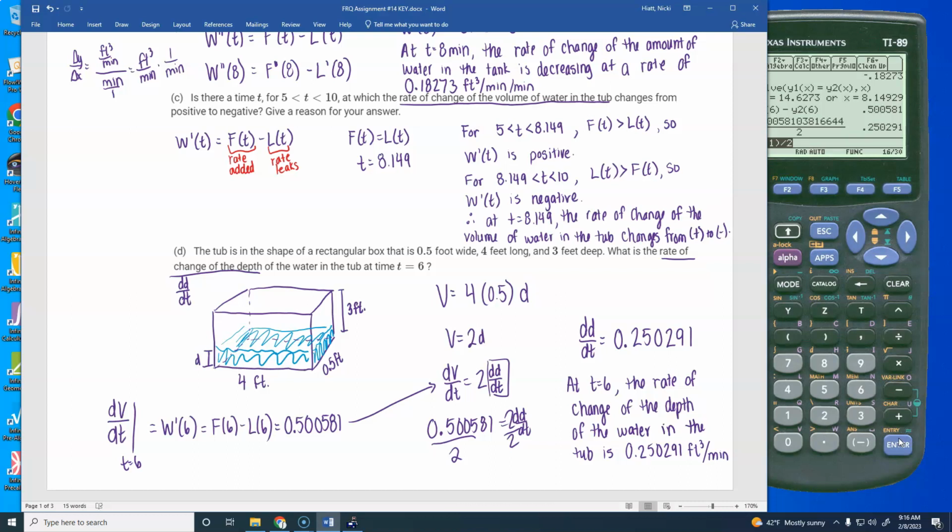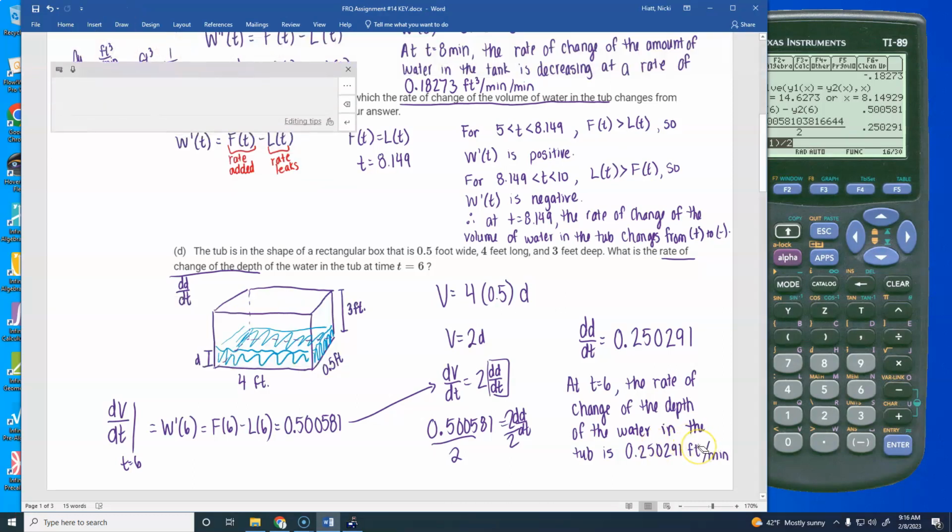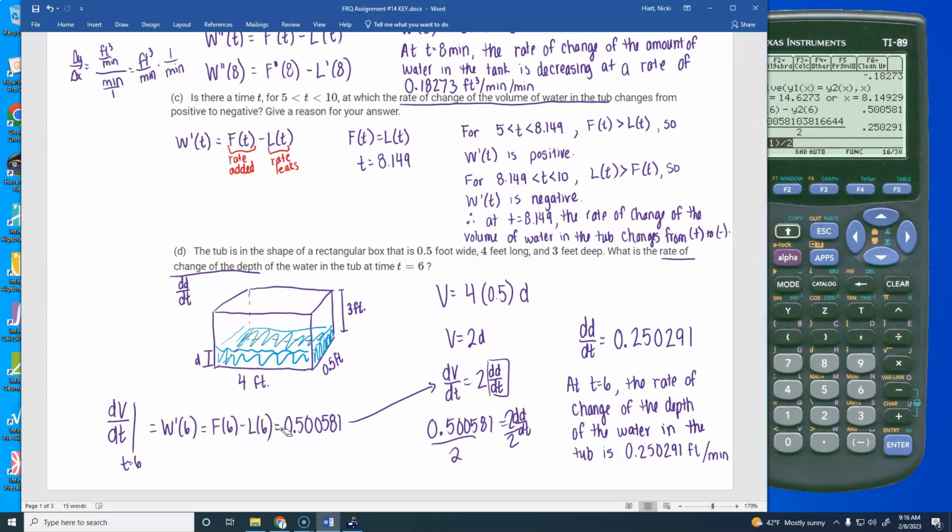Oh, you're right. Yeah, you're right. It's depth. I was on volume. You're exactly right. Feet per minute. Thank you, Connor. You guys understand that difference between the cubic feet and the feet for this one? Cubic feet would be volume. That's why we were using cubic feet up here. This is depth. Depth is just measured in feet, not cubic feet.